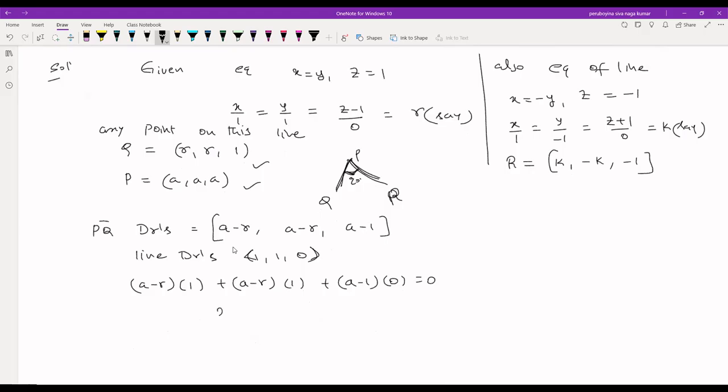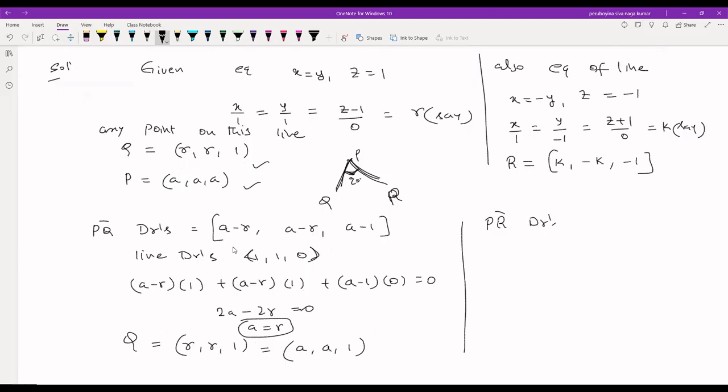Therefore, from this, we will get 2a minus 2r is equal to 0, which means a is equal to r. So we got the r value. Therefore, point Q can be written as, actually it is r, r, 1, right? Now the r value will be replaced by a, a, 1. In the same way, we will do it for PR also, the PR bar DRs. PR bar DRs can be taken as a minus k, because the P point is a. So a minus k, a plus k, and a plus 1.